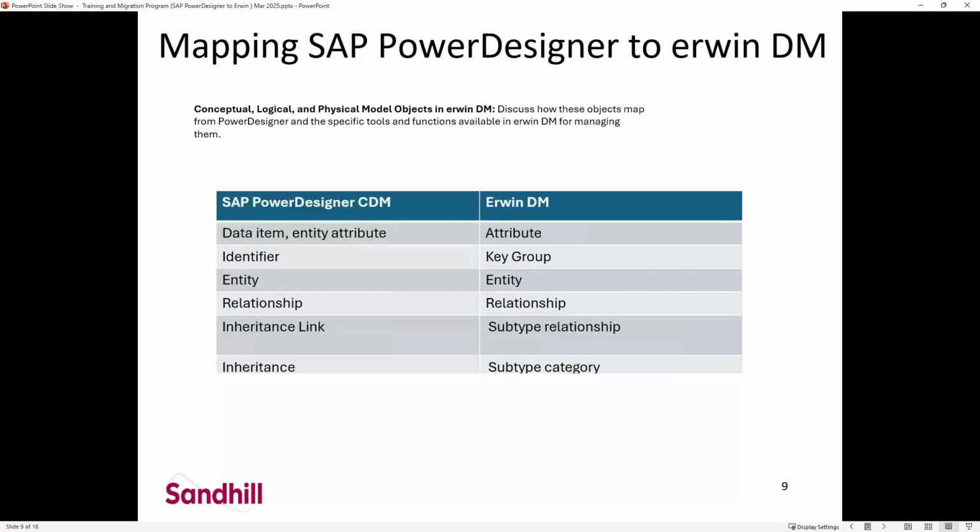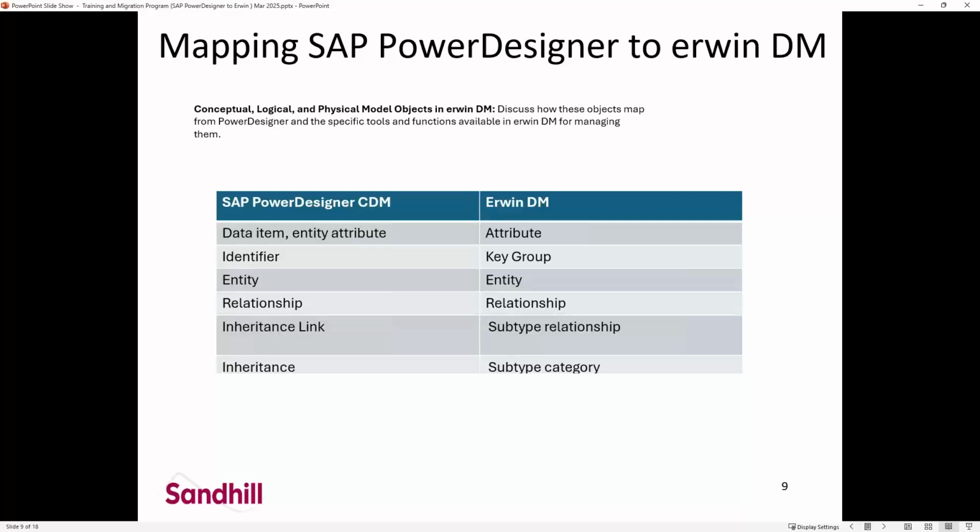Okay, so here is where I was talking about the data item. There's only an attribute in Erwin Data Modeler. So if you have a logical model or map it to a logical model, it's just going to be an attribute. There's no concept of a data item there.